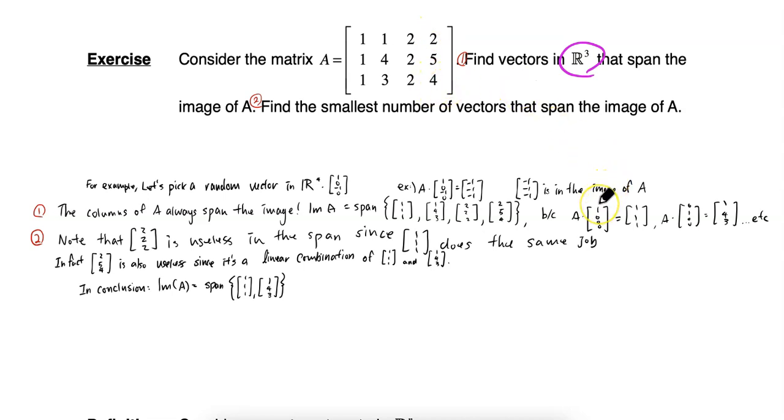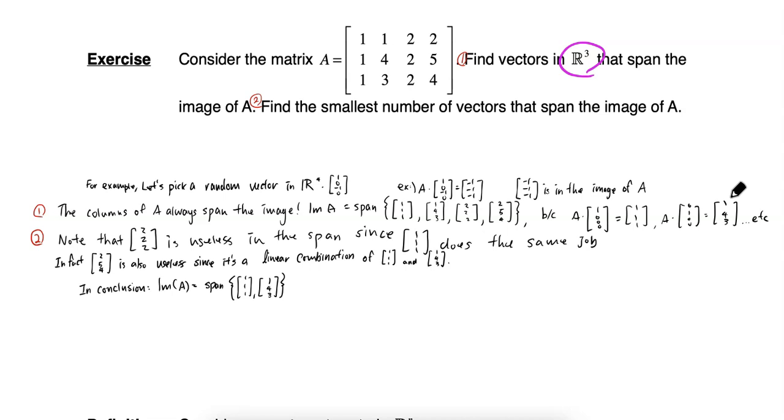Now, any four-dimensional vector, let's say (5, 7, 9, -2), is a linear combination of these standard basis vectors. So it's 5 times this vector, plus 7 times that vector, plus 9 times the other one, minus 2 times the last one. So because of that, we know that whatever happens with the image, it's always going to be a linear combination of (1, 1, 1), (1, 4, 3), (2, 2, 2), and (2, 5, 4).